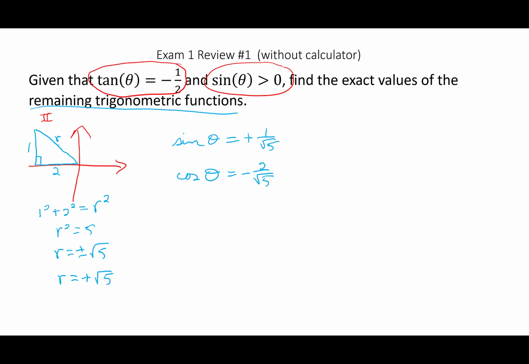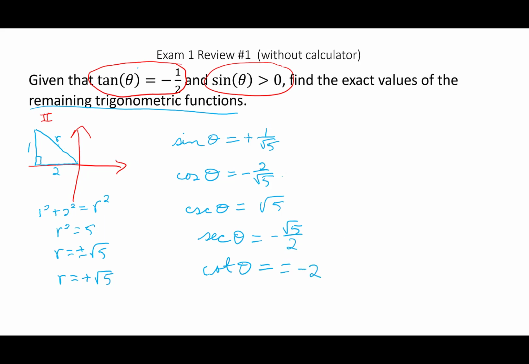From that, we have the tangent. We'll find the cosecant. The cosecant of the angle would be the reciprocal of the sine, which would be square root 5. The secant, the reciprocal of the cosine function, would be negative square root 5 over 2. And the cotangent would be the reciprocal of the tangent function, or -2.